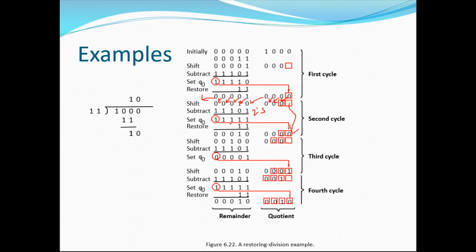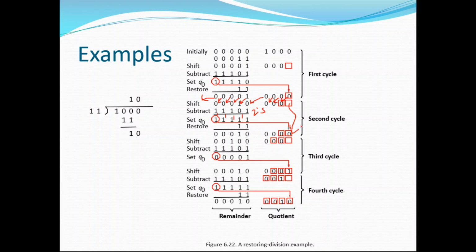If it is a negative number, once again you have to restore by adding the m, that is the divisor. So again add 1 1. 1 plus 1 is 0, carry 1, 1 plus 1 is 0, carry 1, 1 plus 1 is 0, carry 1, 1 plus 1 is 0, carry 1, 1 plus 1 is 1. The final carry we ignore, right? So this again you shift left.